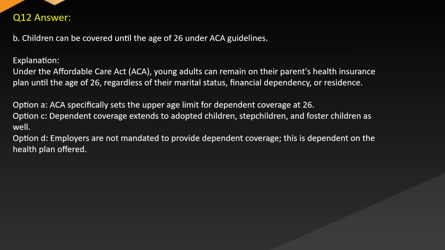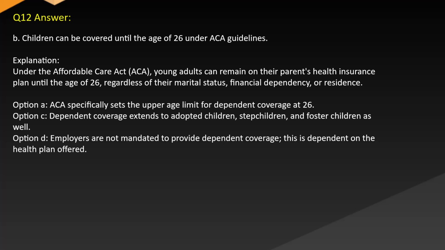Answer. B. Children can be covered until the age of 26 under CAG guidelines. Explanation. Under the Affordable Care Act, young adults can remain on their parents' health insurance plan until the age of 26, regardless of their marital status, financial dependency, or residence.